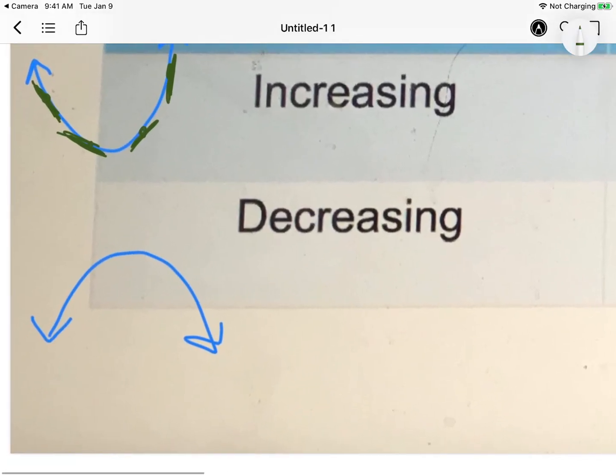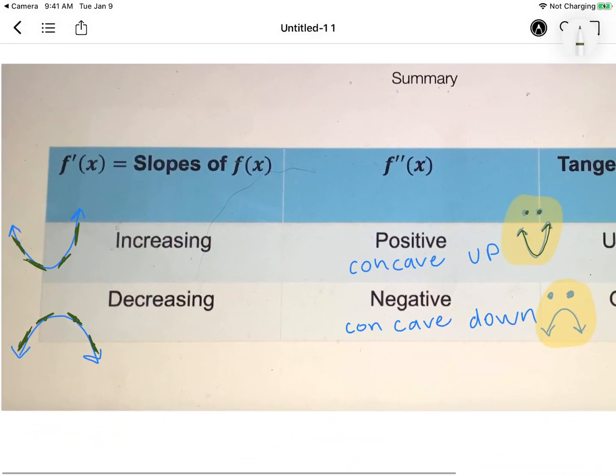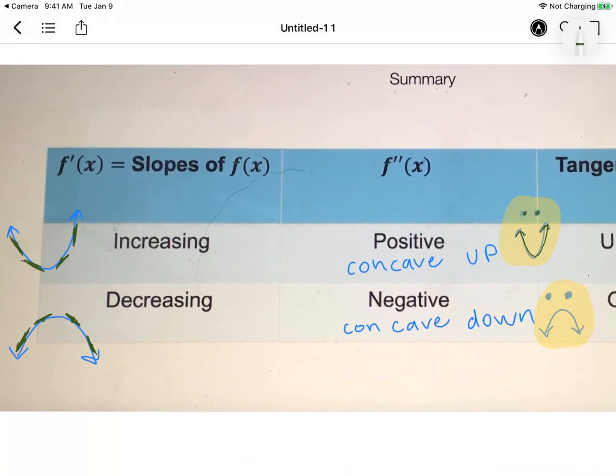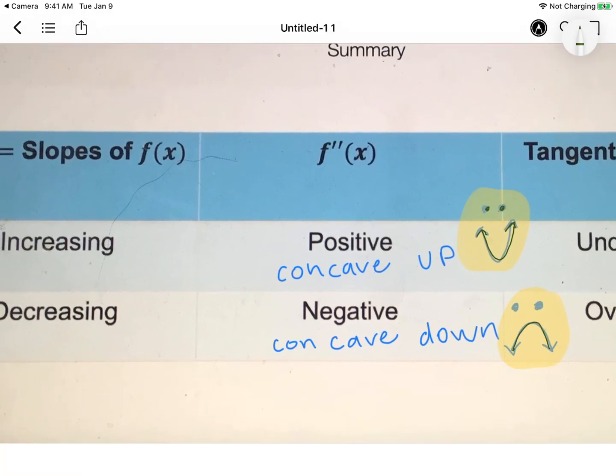Likewise, if I look at the second curve, and I could draw tangent lines, look at these tangent lines now. They start off positive, and then they turn negative. So the slopes are decreasing. The slopes are decreasing, which means the second derivative is negative, and that is concave down like a frown. So that's where the smiley face and the frowny face comes from.